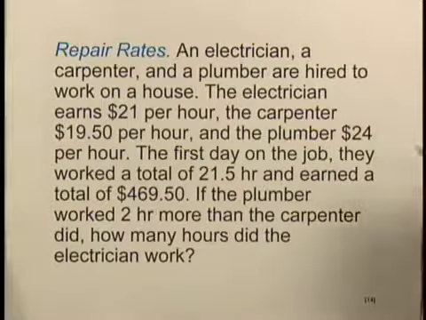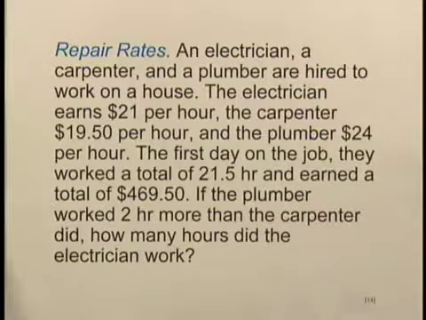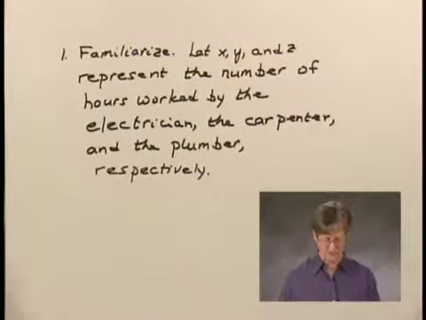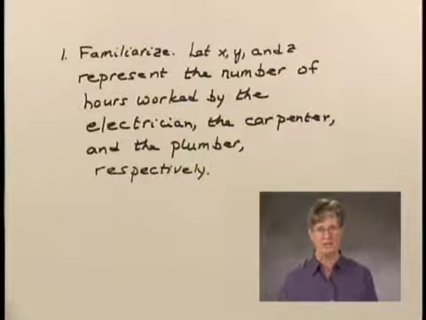Well, we've got 3 different workers here. We're going to translate this to a system of 3 equations in 3 variables, and we'll start by familiarizing ourselves with the problem. We'll just assign variable names to the number of hours worked by each of these people. So we'll let X, Y, and Z represent the number of hours worked by the electrician, the carpenter, and the plumber, respectively. Now, using these variables, we're going to translate to a system of equations.